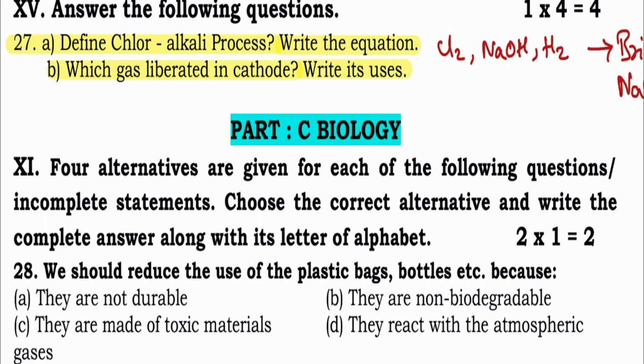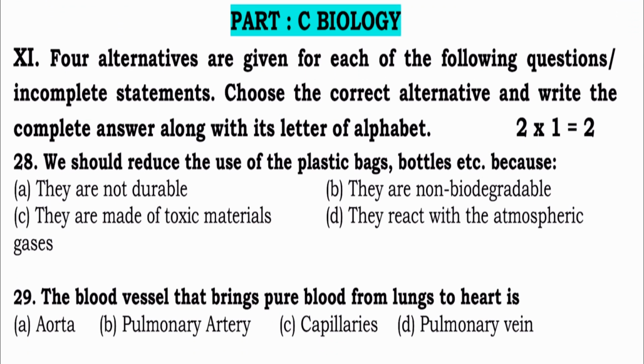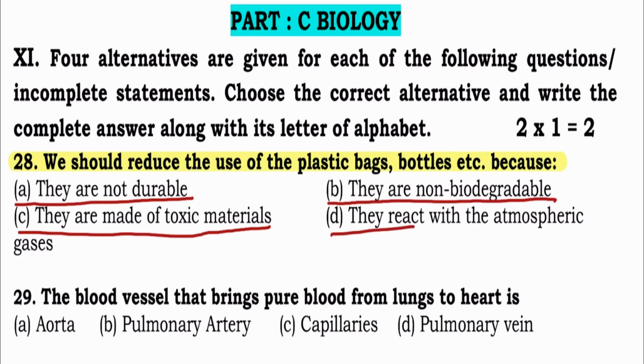Okay, next let's go to part C, biology. First main, which is also MCQ. 28th question. We should reduce the use of plastic bags, bottles, etc. because options are: option A, they are not durable; option B, they are non-biodegradable; option C, they are made of toxic materials; option D, they react with atmospheric gases. The answer for this question is they are non-biodegradable.